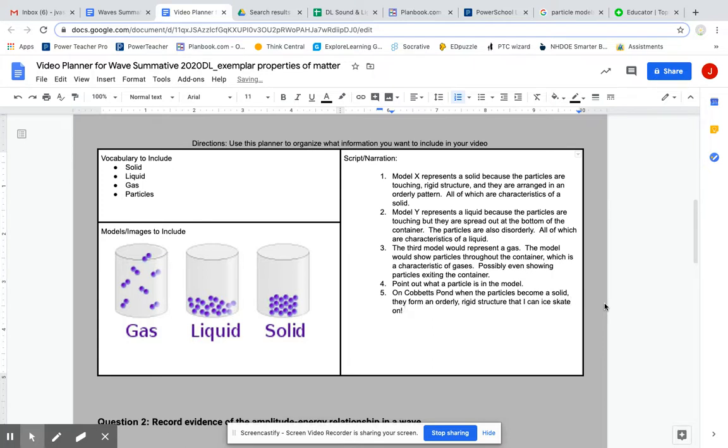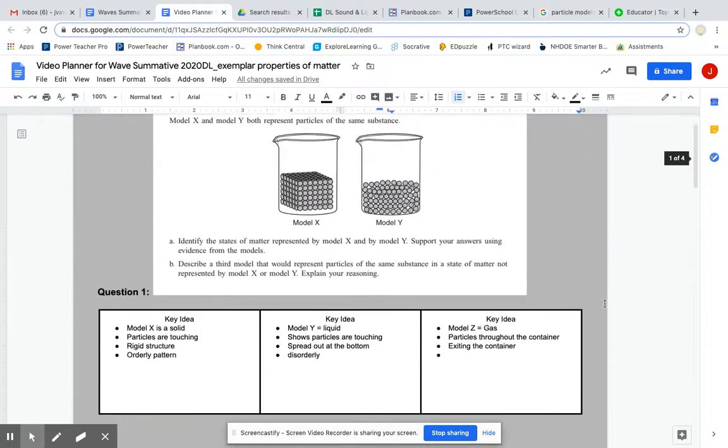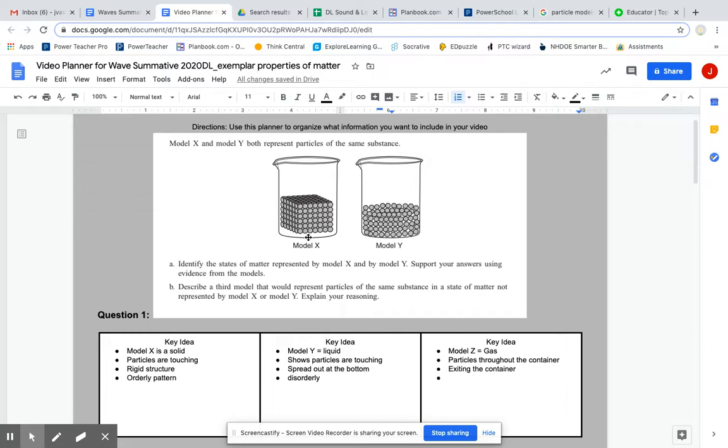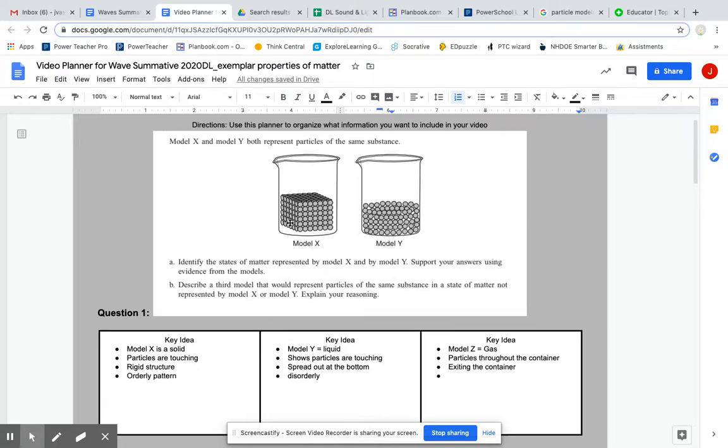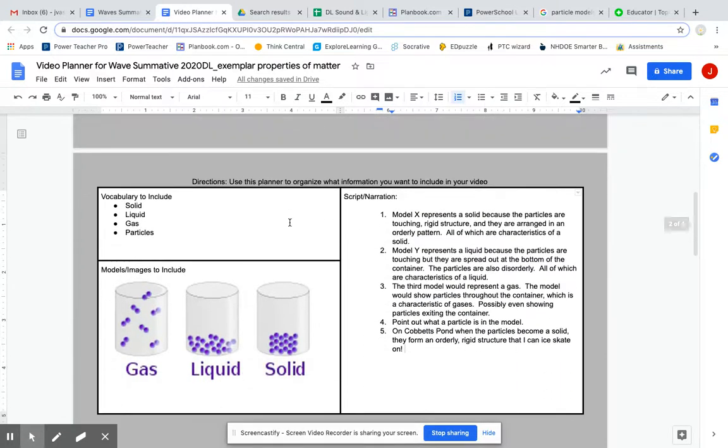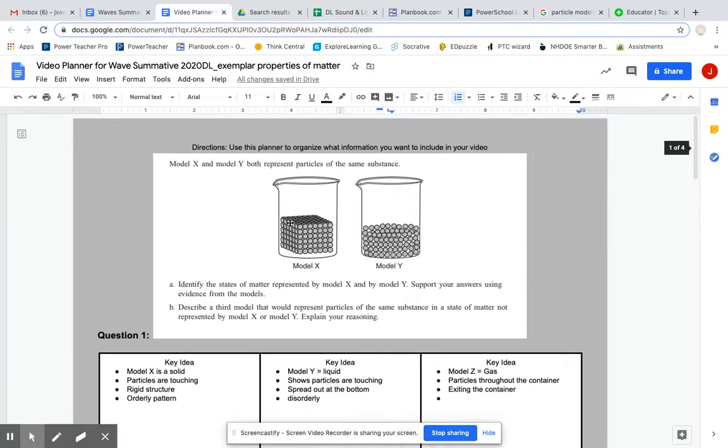So that would be my real world application, taking these particle models and using them for something that you would actually use in real life. During the wintertime, I take advantage of the fact that the particles become that rigid structure. They're all in that orderly pattern, they form ice, and I can actually skate on that during the wintertime. So now this is all set for me.